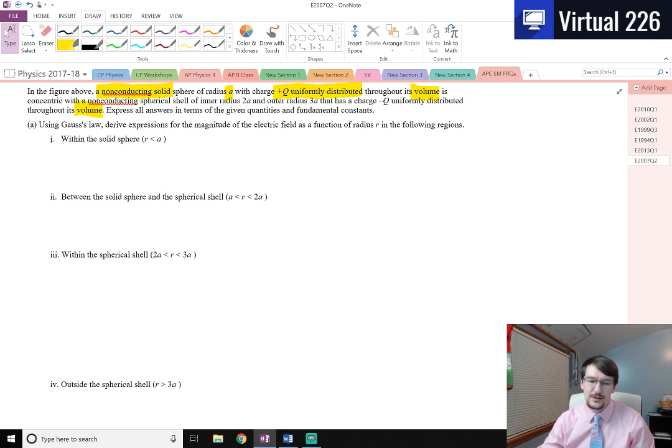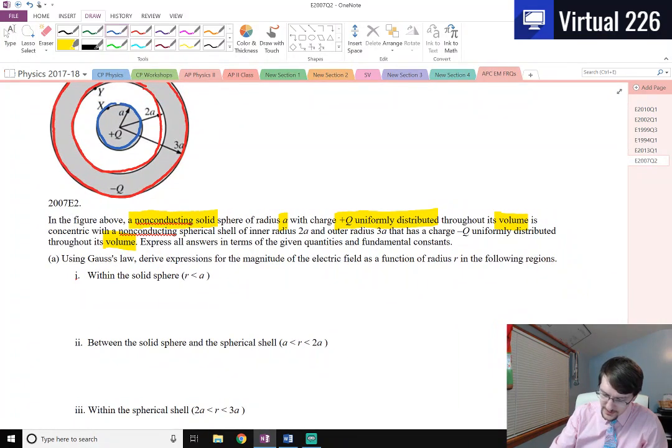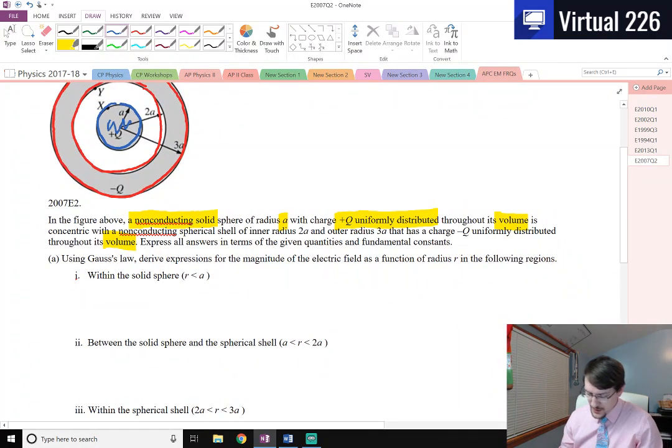So let's take a look at applying Gauss's law to electric fields, because the equation looks weird to begin with, but as we start diving into it, we'll see it's really not going to be that bad. So if we want to do this for within the solid sphere, and that's the blue region in here, well, we'll first start with Gauss's law.